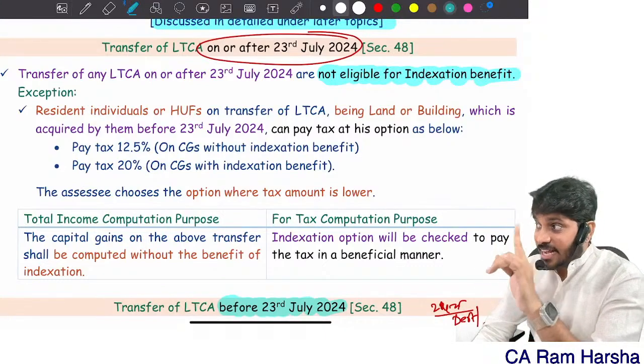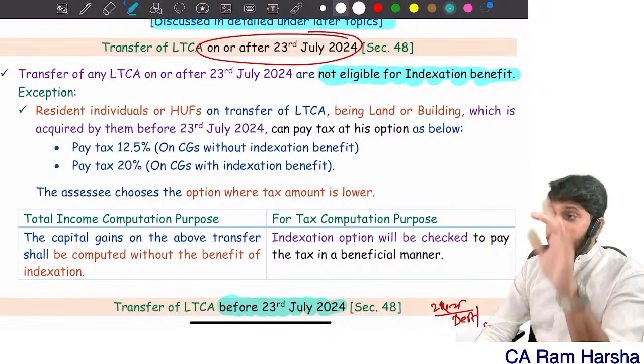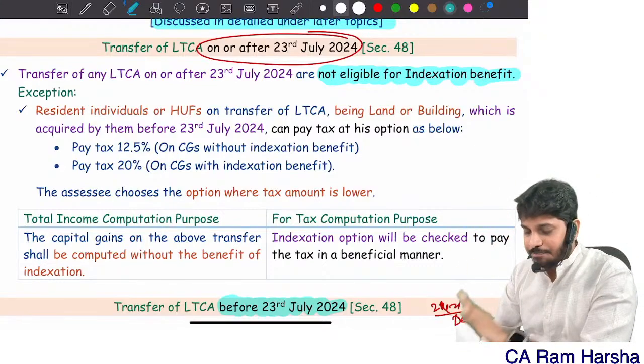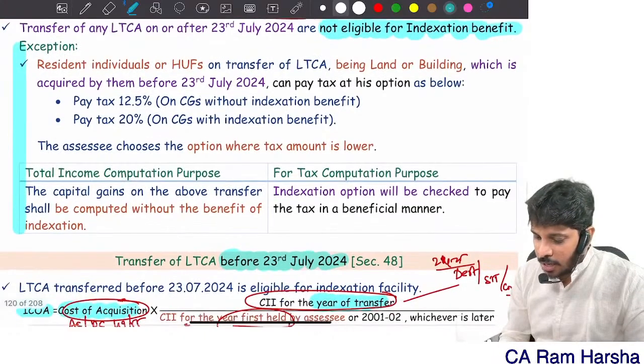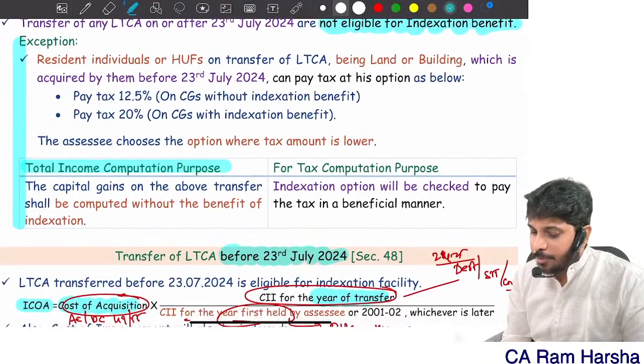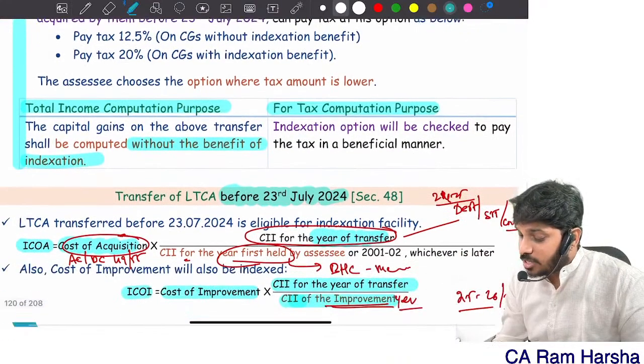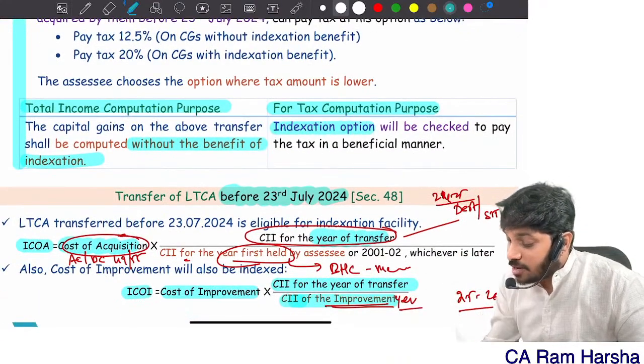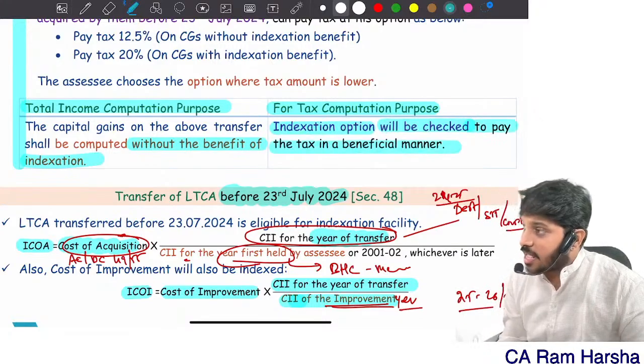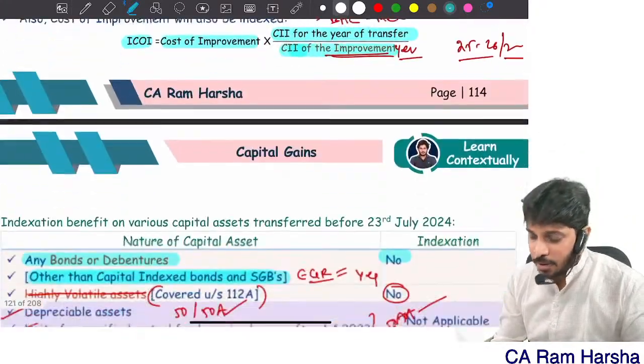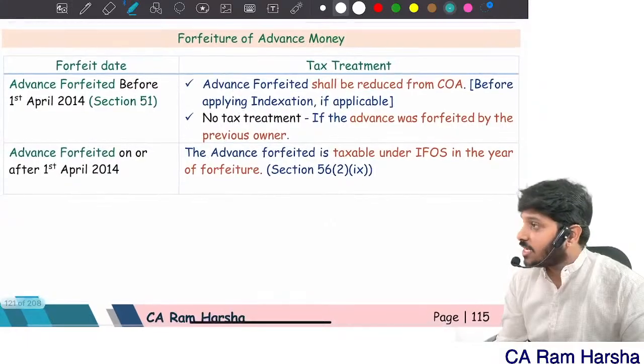Remember, this is only tax computation step. This is not to be done in the problem computation. Are you getting it? That's it. So that is what we have given here. So only for income computation purpose, capital gain shall be computed without indexation. However, for tax computation purpose, indexation option will be checked to pay tax in a beneficial manner. That's it. Okay, indexation, without indexation, all that is completed.